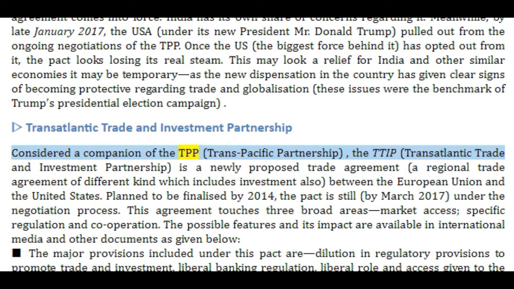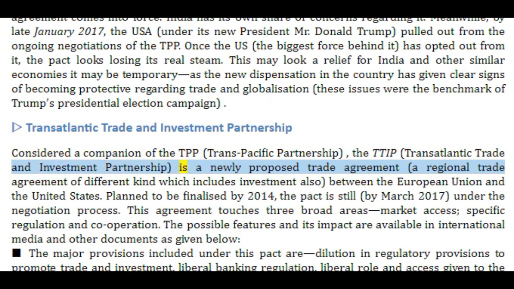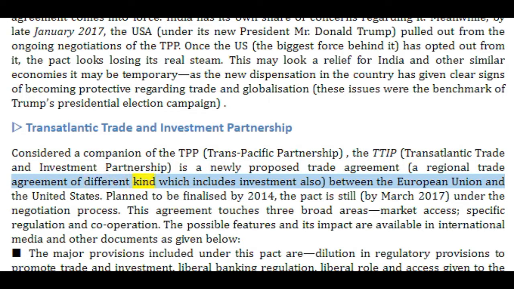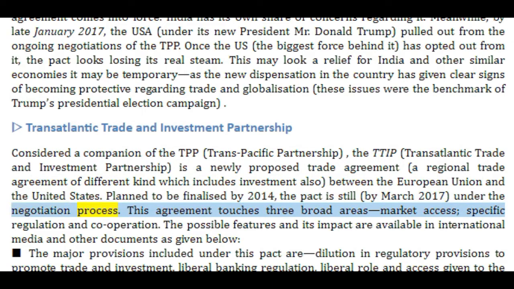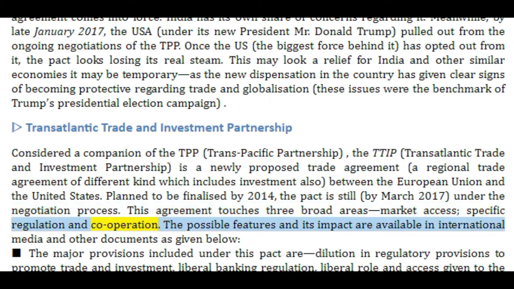Considered a companion of the TPP, Trans-Pacific Partnership, the TIP, Transatlantic Trade and Investment Partnership, is a newly proposed trade agreement, a regional trade agreement of a different kind which includes investment also, between the European Union and the United States. Planned to be finalized by 2014, the pact is still, by March 2017, under the negotiation process. This agreement touches three broad areas: market access, regulation, and cooperation.